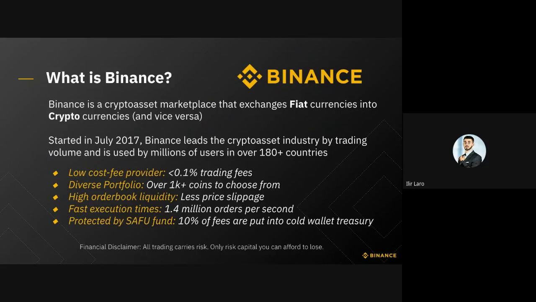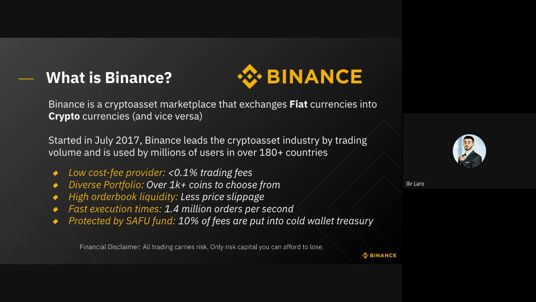Something I want to touch on is that we are protected by the Safety Fund, which is a fund dedicated to safeguarding us from being hacked. Basically, the Safety Fund is locked up in a cold wallet treasury. It is only available to reimburse users if we do get hacked, or in situations where users lose funds. This fund is actually self-generated by users themselves. Roughly 10% of trading fees are put into this cold wallet treasury.